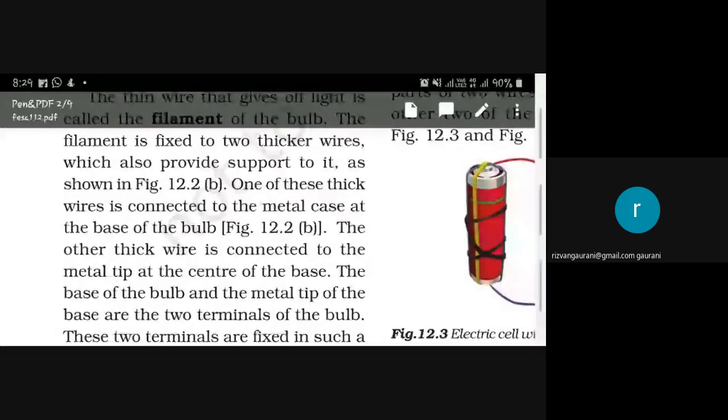One of the wires is connected. The other thicker wire, read from here. The other thicker wire is connected to the metal tip at the center of the base.